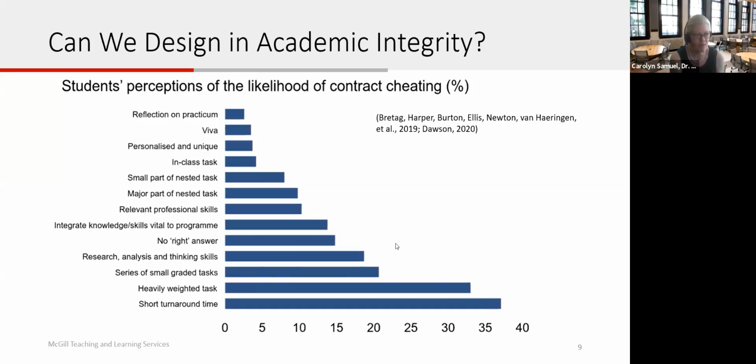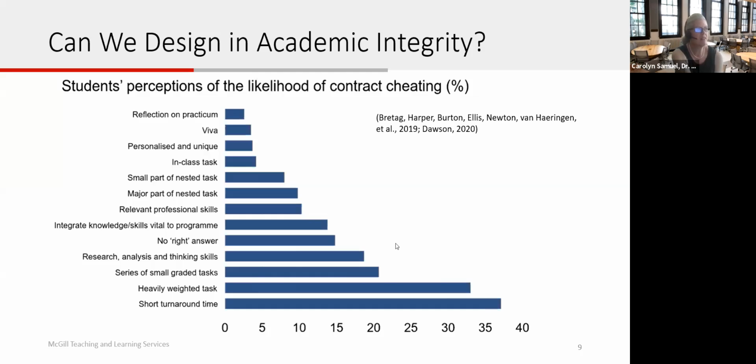It could have been from a friend, it could have been from a family member, whoever it was, but actually getting assignments and using assignments that were not their own. I can't remember exactly how many students participated in the study. It was between 10 and 15,000 students. And here's what they found.